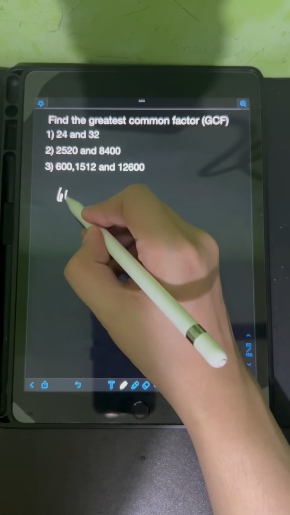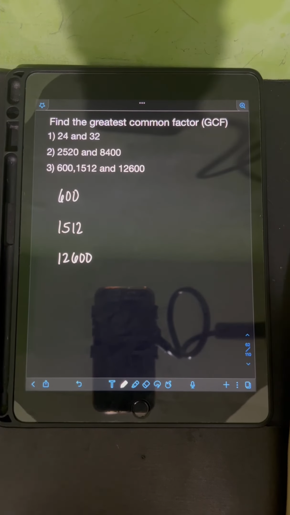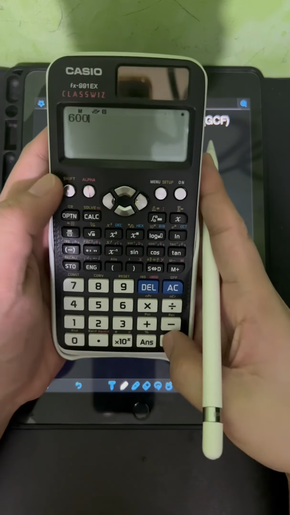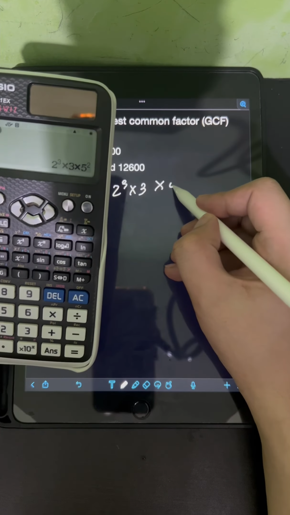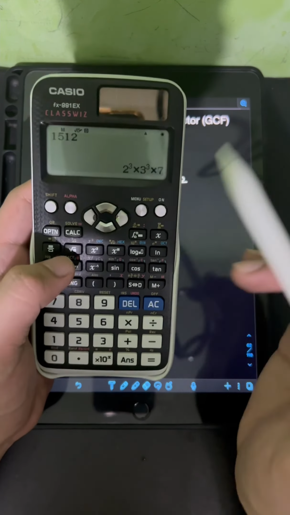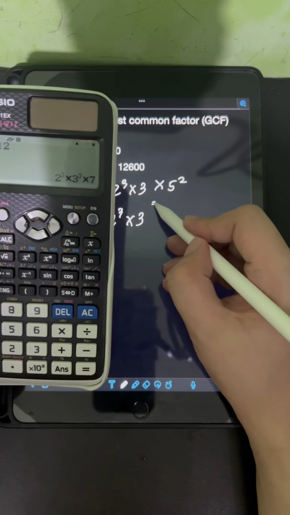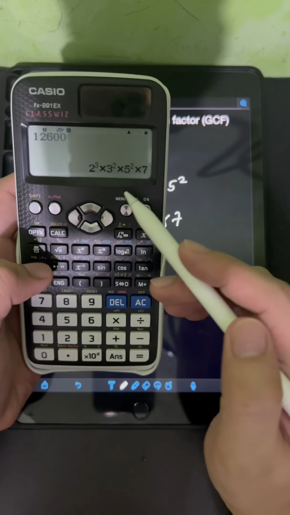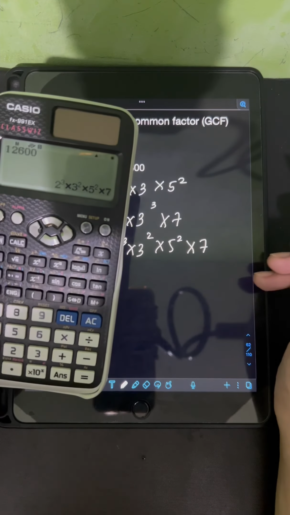For number 3, we have 600, 1,512, and 12,600. Again, let's use prime factorization. We find the prime factorization of the three numbers first. For 600, we have 2 cubed times 3 times 5 squared. For 1,512, we have 2 cubed times 3 cubed times 7. For 12,600, we have 2 cubed times 3 squared times 5 squared times 7.